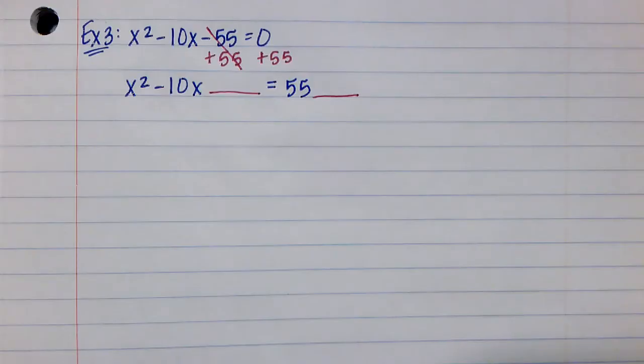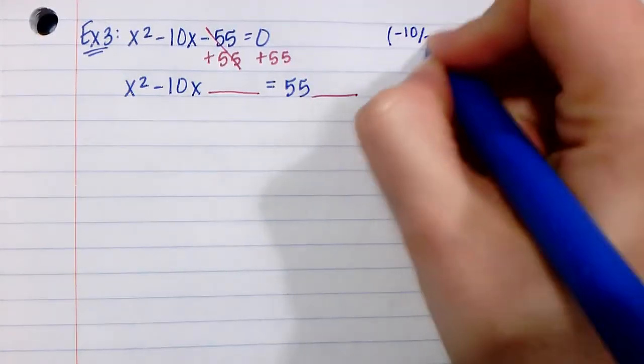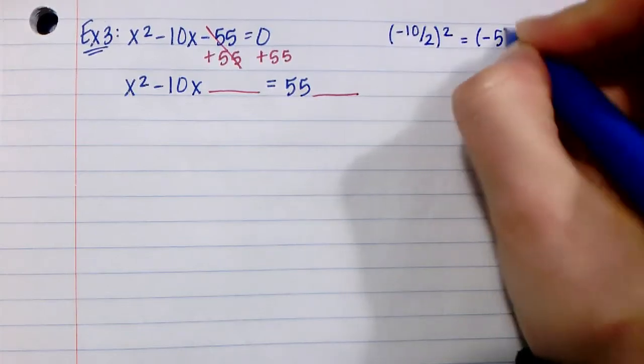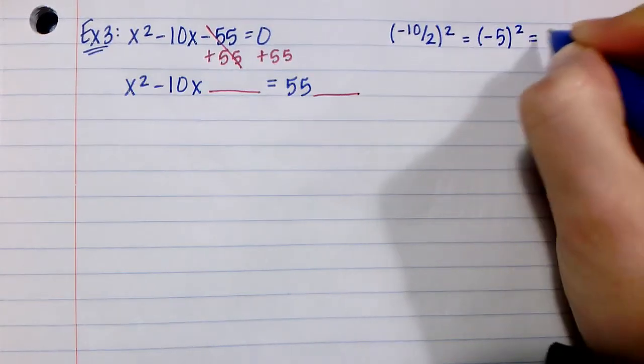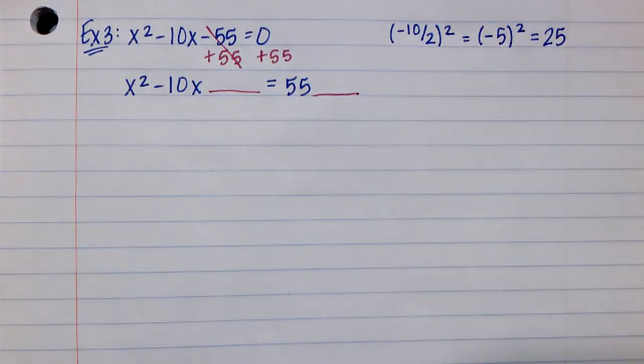Take our b, divide it by 2 and square it. So negative 10 divided by 2 squared equals negative 5 squared, and negative 5 squared is 25. So we're going to add 25 to both blanks.